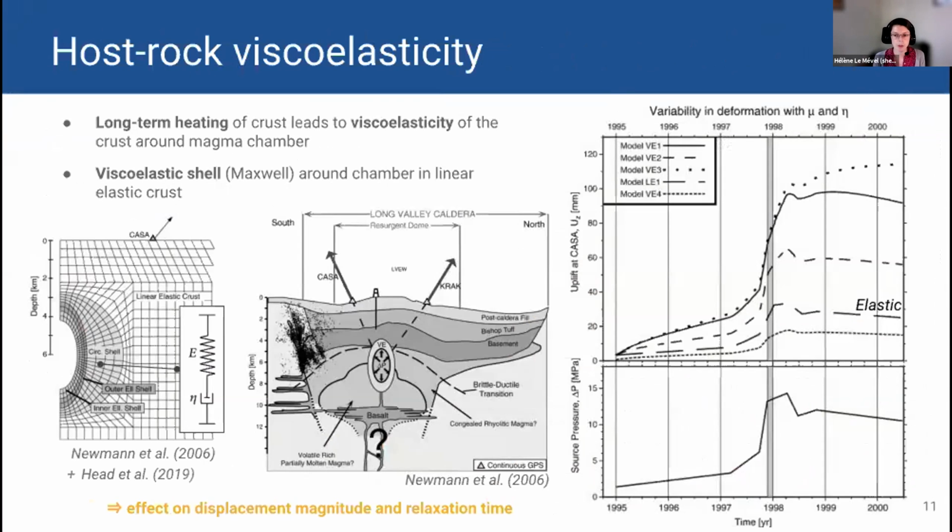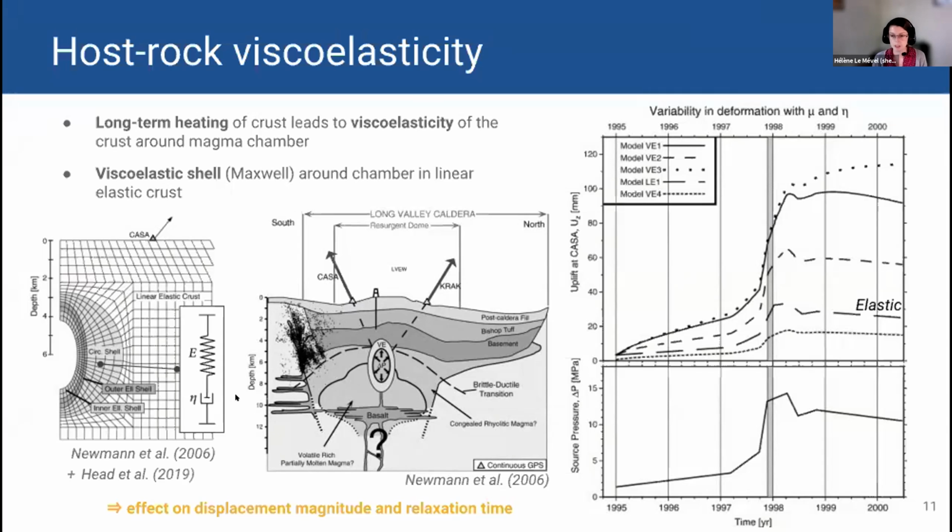So far, the crust was considered to behave elastically. When a stress is applied, there is an instantaneous deformation of the material, and stress and strain were linearly proportional. It has been shown that the viscoelastic rheology is more appropriate to model rocks around long-lived magma chambers, since rocks are heated beyond the brittle-ductile transition.